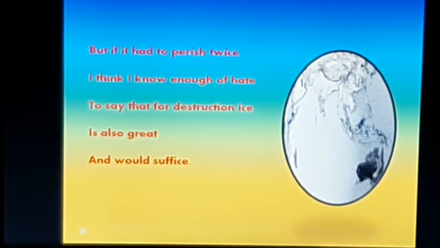Now let us start with the meaning. The poet says that if the earth will be destroyed once more, the reason behind it will be hatred among the people, called ice here. The poet thinks that hatred is also a sufficient reason to destroy the earth.